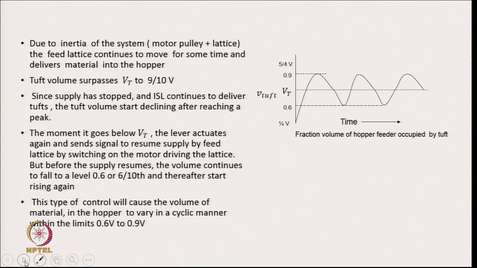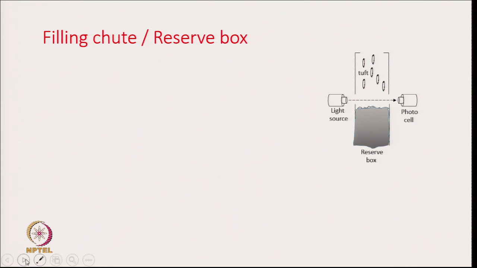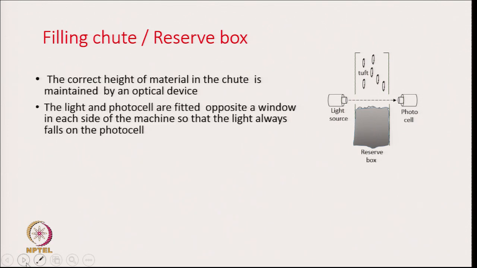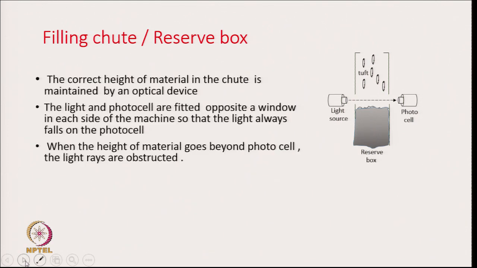So, on off control will give you a control which is changing a little bit from the target value. Sometimes it will be a little more, sometimes less. Now, the reserve box that we see in some of these hopper feeders or some other machines also works on the principle of on off control, or you can say sometimes we call it stop go control also.